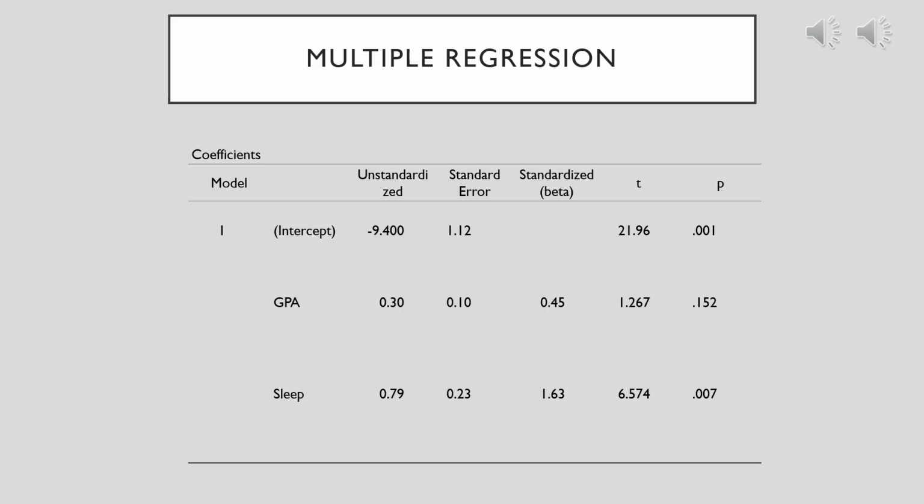All right, now let's pay attention to the standardized beta weight or beta coefficient and the unstandardized regression coefficient. So for GPA, although this is not a significant predictor, I want you to tell me the interpretation of the unstandardized regression coefficient of 0.30, which is the slope. I want you to tell me exactly what does 0.30 mean? How do you interpret 0.30?